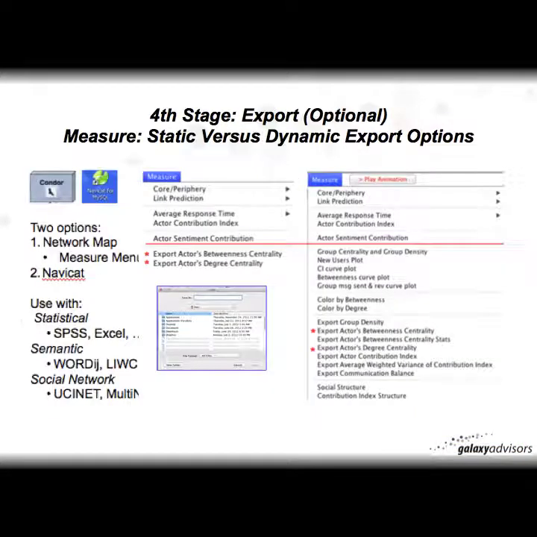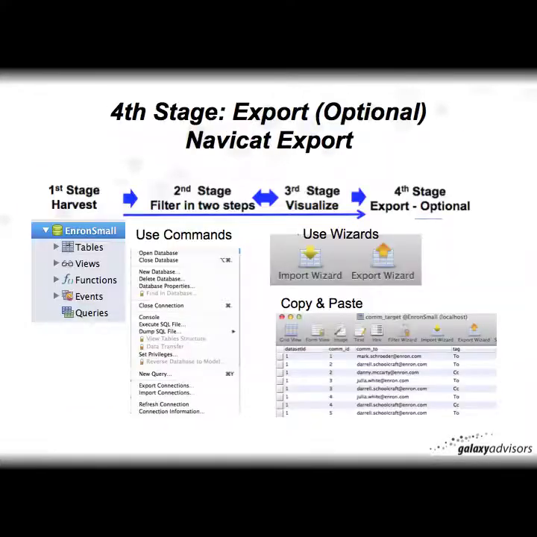So if we go back to the export options between the static versus dynamic, the dynamic will give you 2 options to export: actors betweenness centrality and actors degree centrality. You have several more under the dynamic. In any case, either static or the dynamic, you're always going to get a save menu based upon what you want, saved into a file.